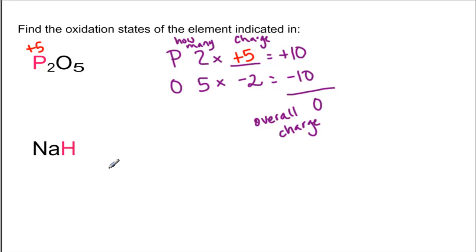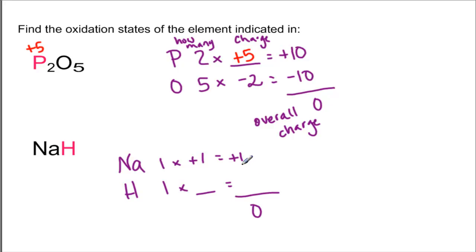Now let's look at this one, sodium hydride. Alright, so if we're looking for hydrogen here, that means we know what sodium is. So we have 1 sodium, 1 hydrogen. So if we look at the periodic table, sodium is +1. We don't know this hydrogen yet. So 1 times +1 gives me +1. Overall charge of 0. So +1 plus what equals 0? Okay, so that has to be a -1. There's one of them, so that hydrogen has a -1 charge.